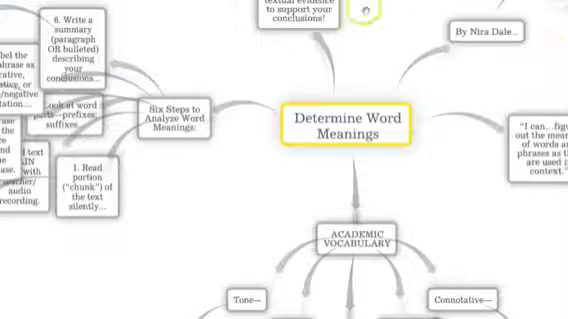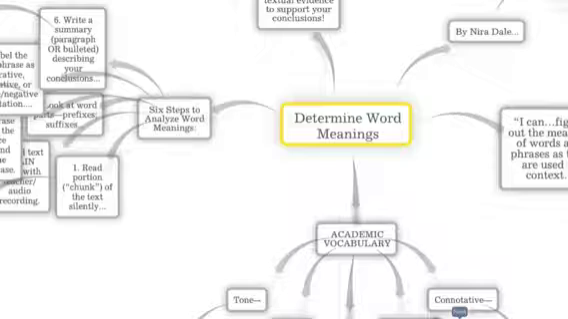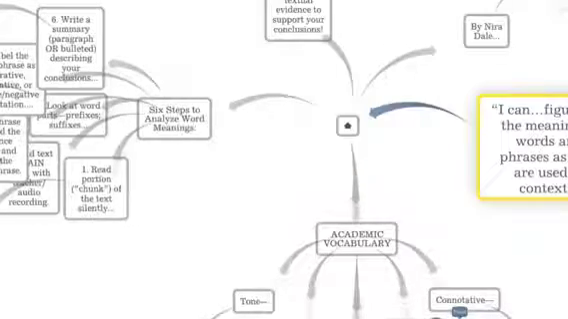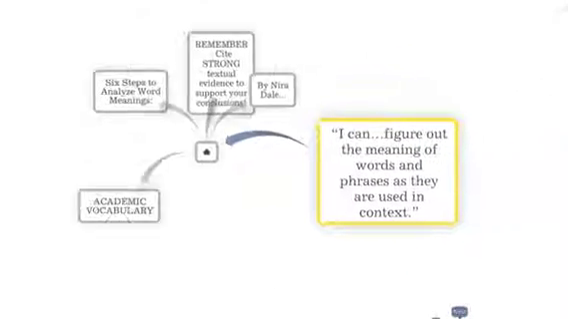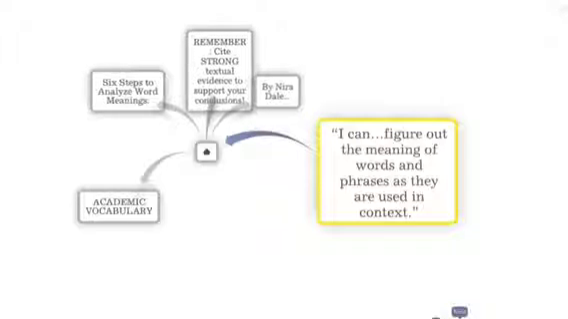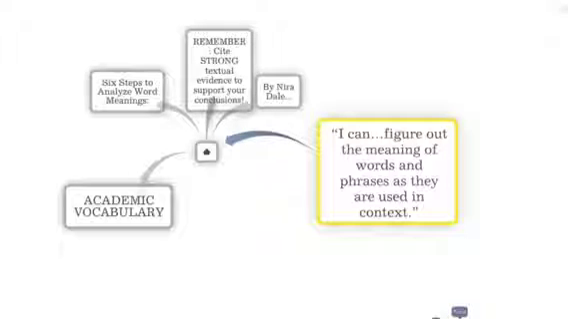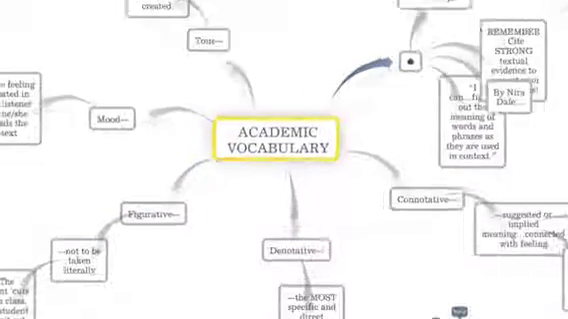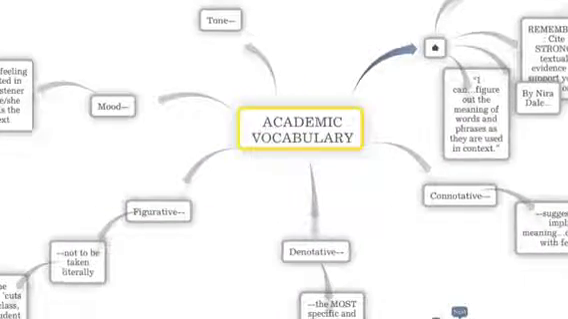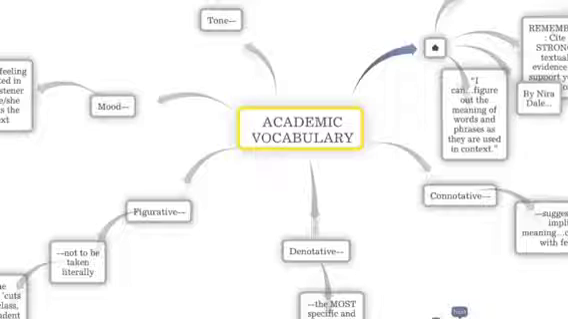And as we go throughout this discussion, I want you to be able to state confidently by the end of the video that you can figure out the meaning of words and phrases as they are used in context. And when we think about context, we're thinking about what's all around those unfamiliar words and unfamiliar phrases, and even what's behind the meaning of them. So let's first consider some academic vocabulary.